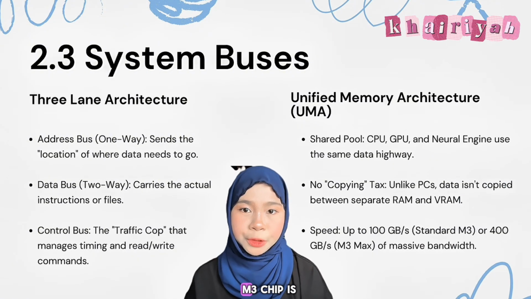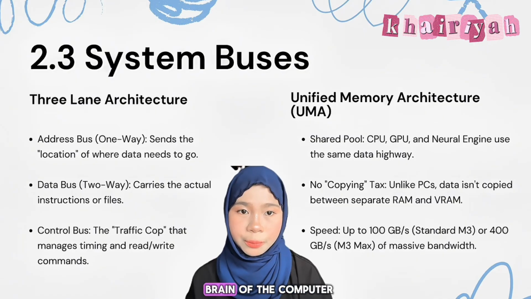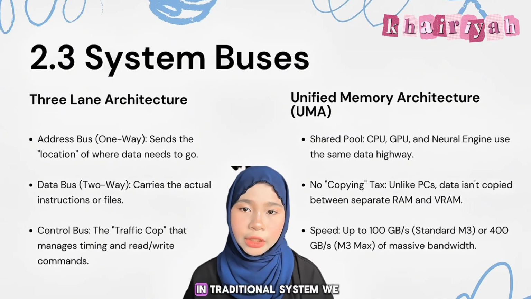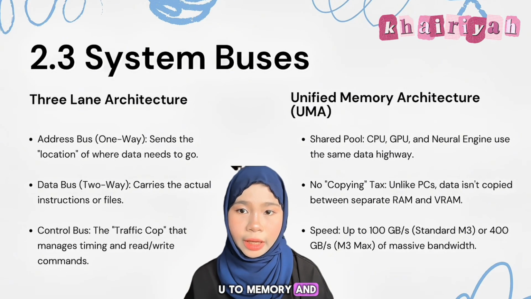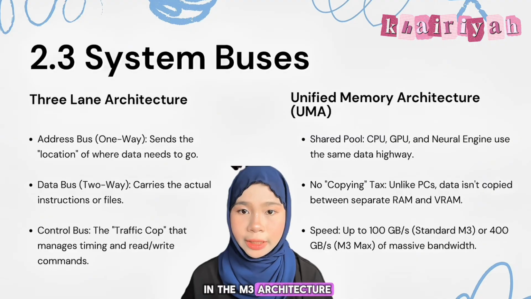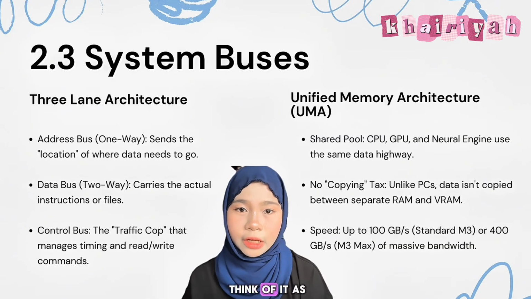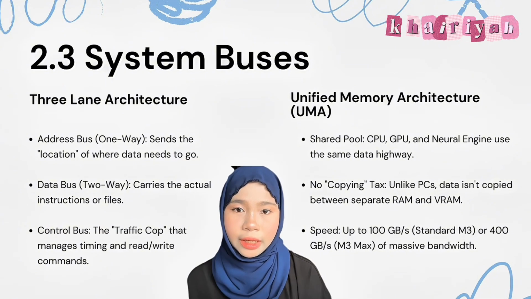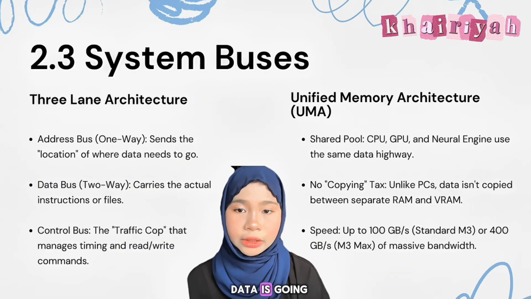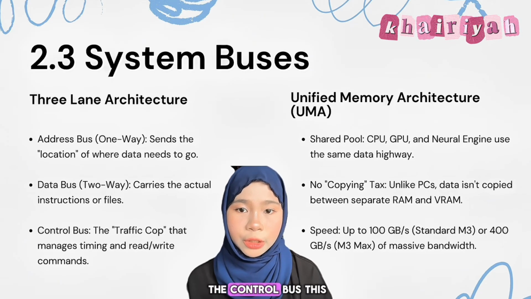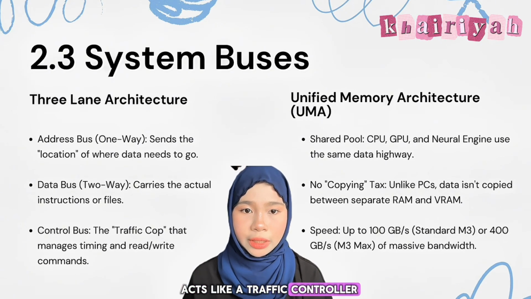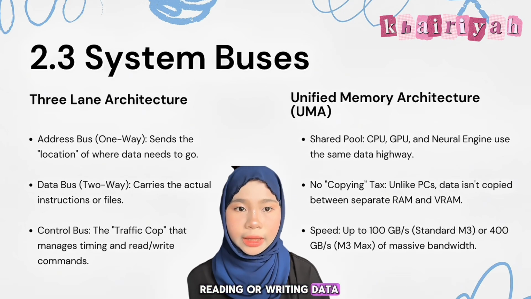To understand why the M3 chip is so fast, we first have to look at how the brain of the computer talks to the rest of the body. In traditional systems, we use a system bus, a communication pathway that connects the CPU to memory and input-output devices. In the M3 architecture, this bus is highly optimized. Think of it as a multi-lane highway where data doesn't just travel fast, but it travels intelligently. It is composed of three main parts. The address bus, this tells the system where data is going. The data bus, this carries the actual cargo or information. The control bus, this acts like a traffic controller, signaling whether we are reading or writing data.